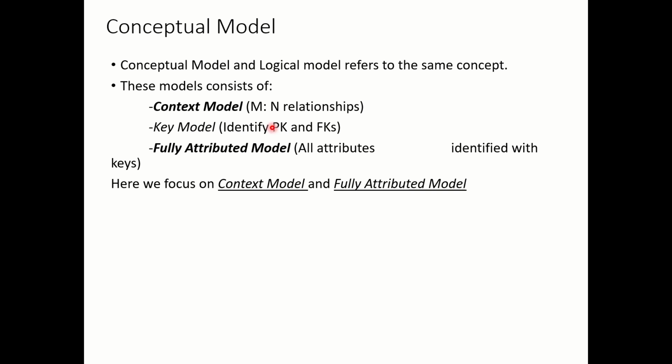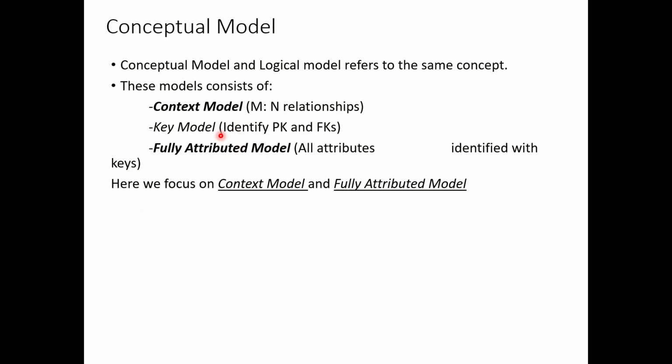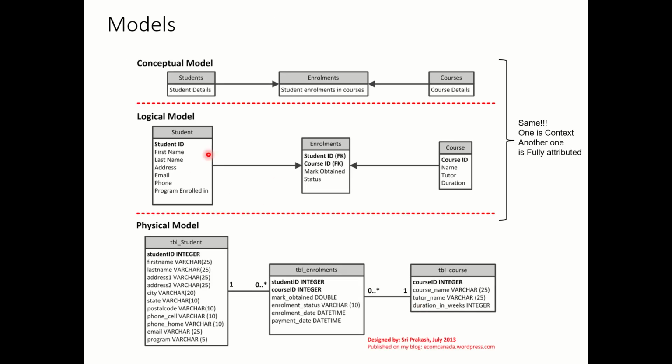There is also something called the key model, where you talk about the primary key and the foreign key. You can include the keys in here or not, that's up to you. Then comes the fully attributed model, where you are given all the attributes, and you have to make sure you come out with all the attributes here. So this logical model and the conceptual model are basically the same. One just tells you the entities and relationships, the other tells you the keys and the attributes associated with them.